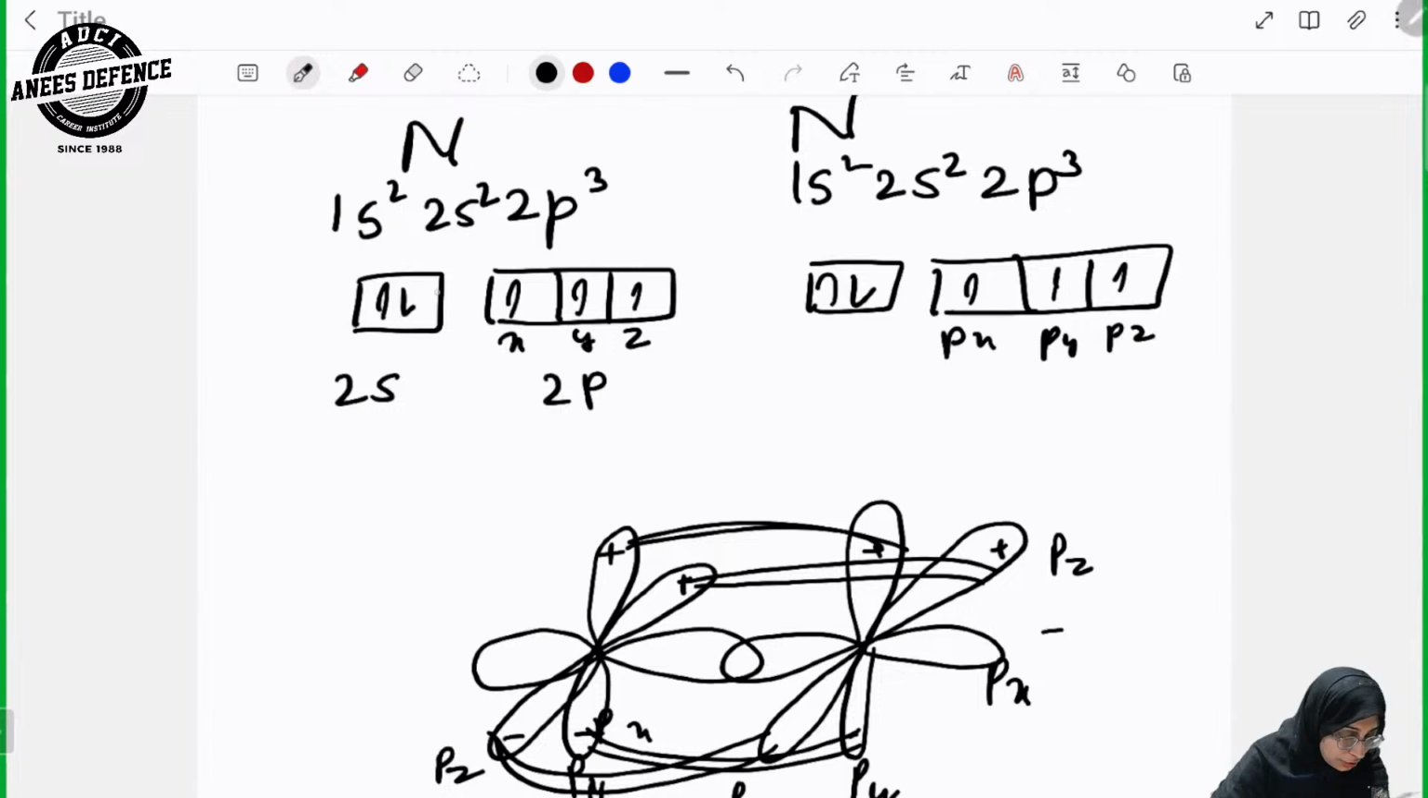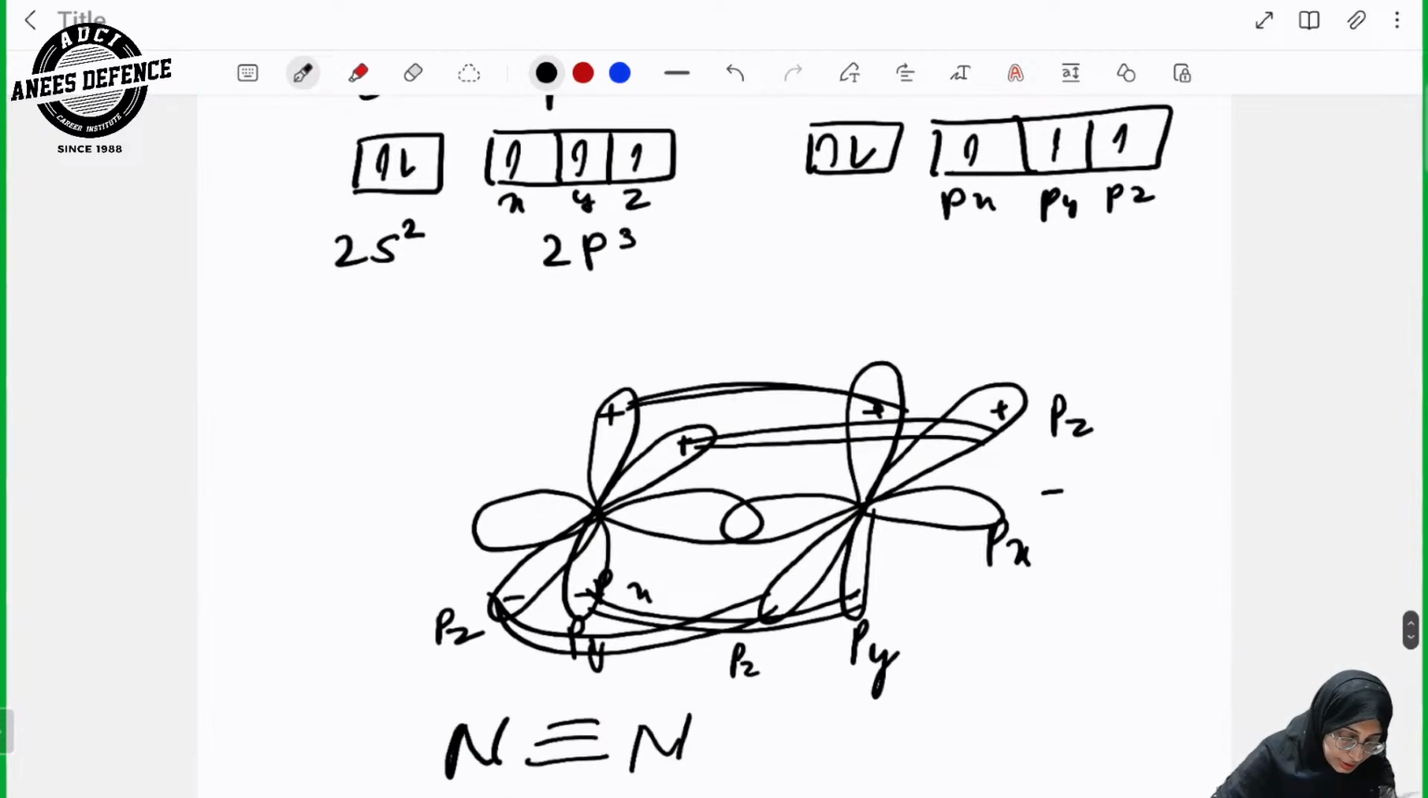See, this is the configuration of nitrogen: 2s2 and 2p3. The s orbital is fully filled with opposite spins, no problem. The p has three half-filled orbitals. The other N also has three half-filled p orbitals. Now they have to overlap with each other to make the bond.